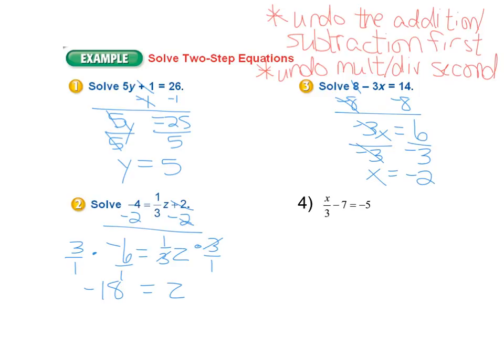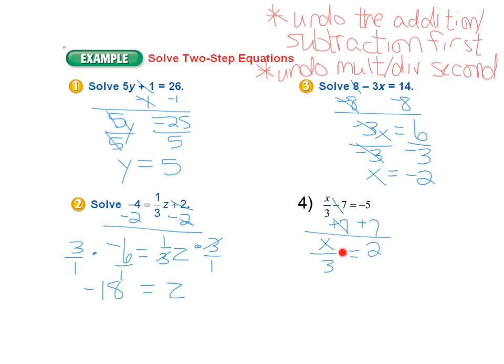One more. This one is x divided by 3 minus 7 equals negative 5. So I find my variable, it's right here. I want to undo the subtraction. It's minus 7. What's the inverse operation to subtraction? Addition. I'm going to add 7 to both sides. Bring down my x divided by 3. Minus 7 plus 7 is 0. Negative 5 plus 7 is 2.